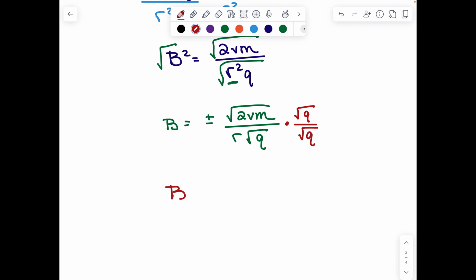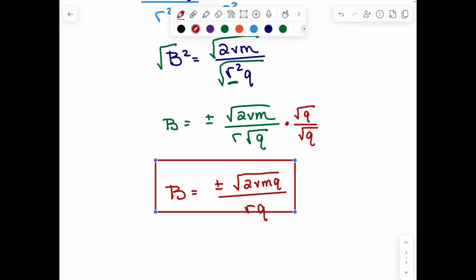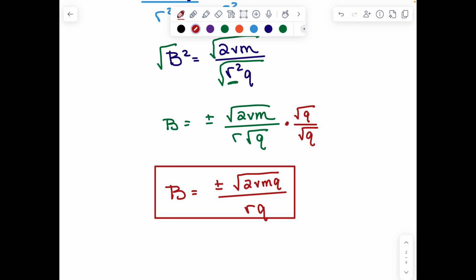So my final answer is B is equal to plus or minus the square root of 2VMQ all over RQ. And that's rational equations.